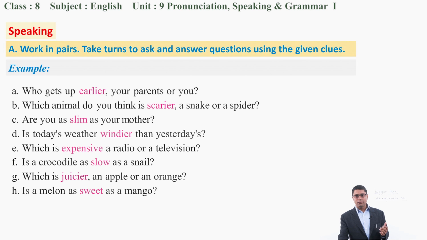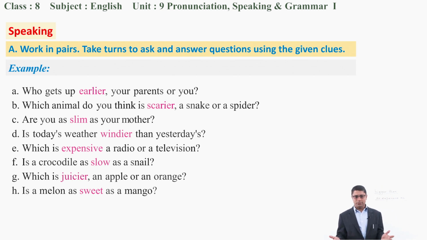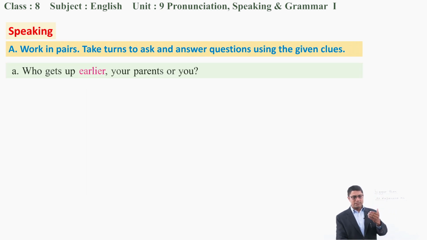So for example, look at the first one. Who gets up earlier, your parents or you? This is the question, and then another friend has to answer. Let's do it one by one. So let's see the first one. Okay, there is a question: Who gets up earlier, your parents or you?